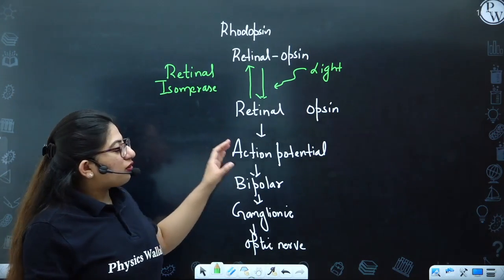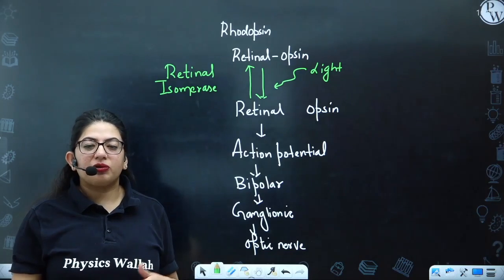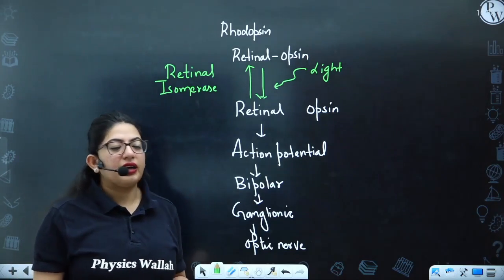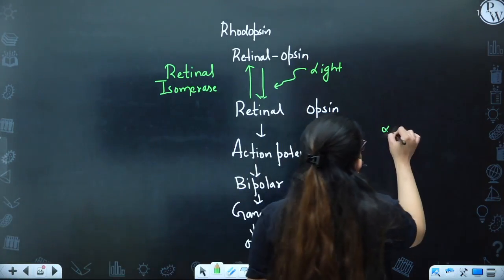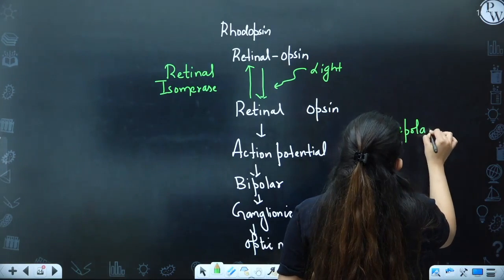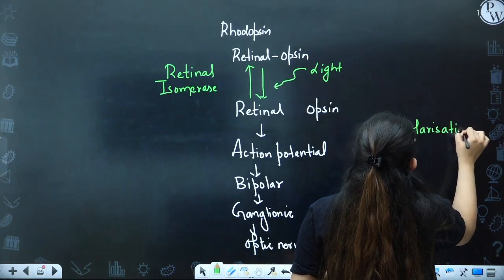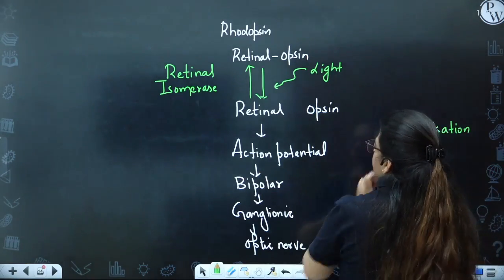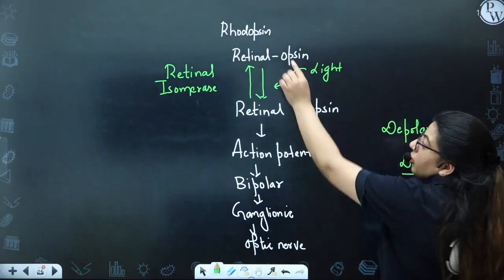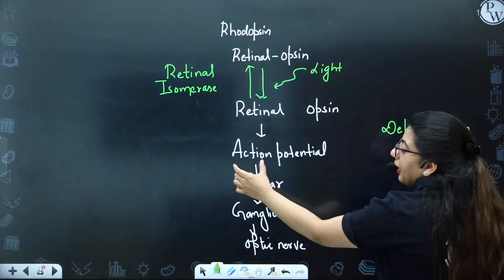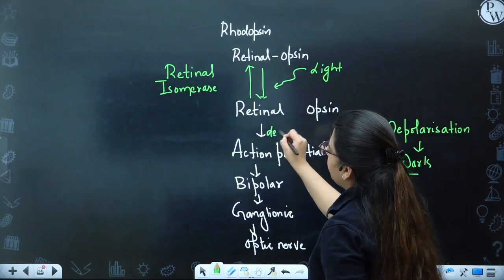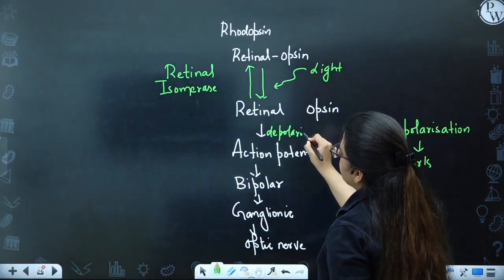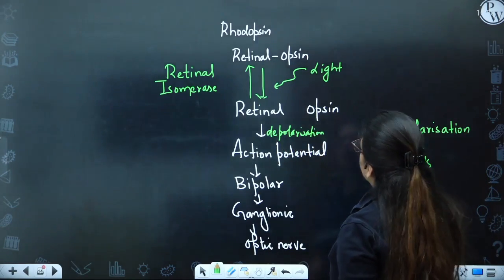So now, not every time is this action potential generated. I mean to say, sometimes depolarization occurs and the action potential will be generated. This happens during dark. So action potential is generated when there is depolarization, right? And we are talking about rhodopsin. That means if I'm saying action potential is generated, depolarization must have taken place. And depolarization takes place during dark.